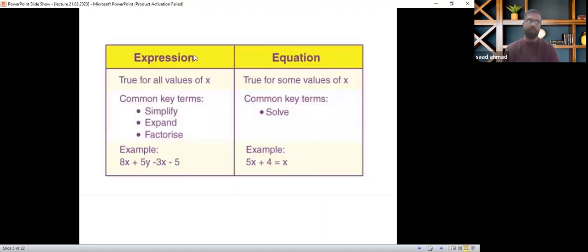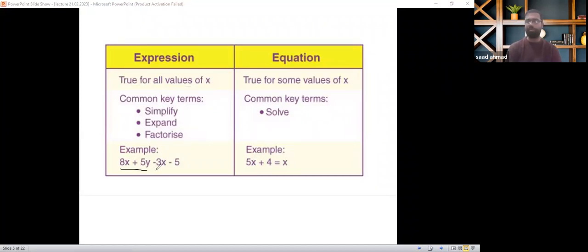Okay, so there is a little bit of difference between an expression and an equation. An expression is true for all the possible values of x. Let's say we had 2x plus 3. Whatever x values are allowed, you can put them in, and it is true. It is not false for anything. The common key words used when we have an expression are simplify the expression, expand the expression, factorize the expression.